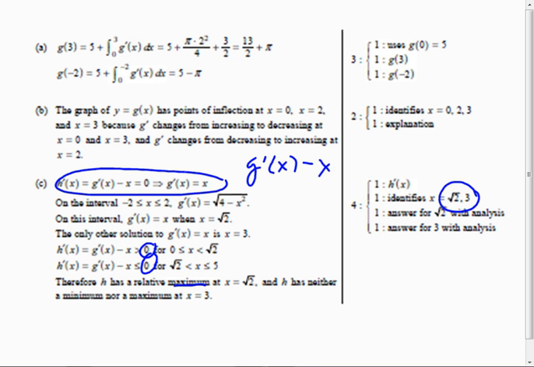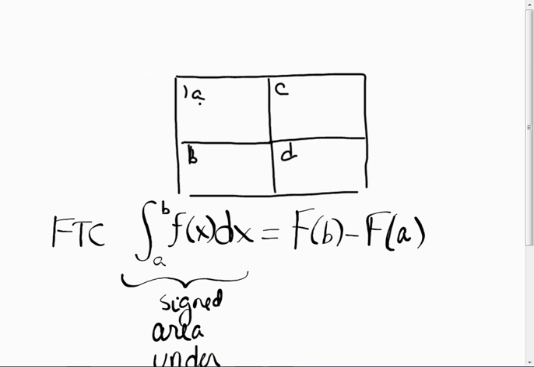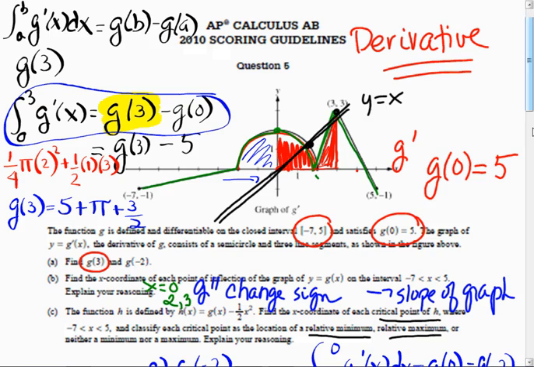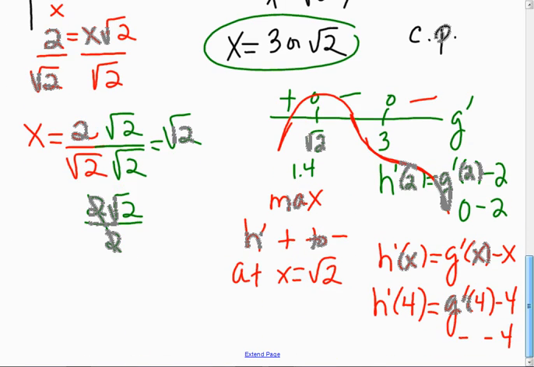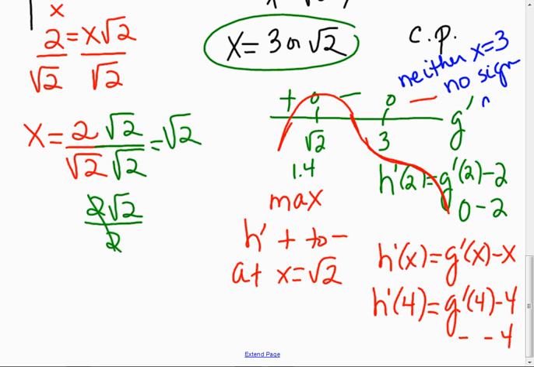And h has neither max nor min at x equals 3, because you know what I forgot to do? I forgot to justify my answer. Well, that won't count. Neither, I forgot to answer the question. At x equals 3, there is no sign change in g prime. Now, my work's a little sloppy, but will I get full points?